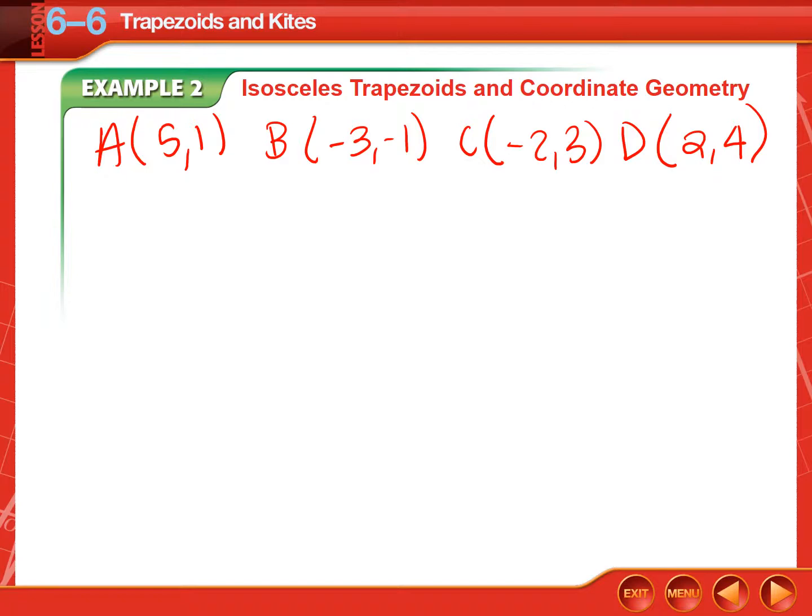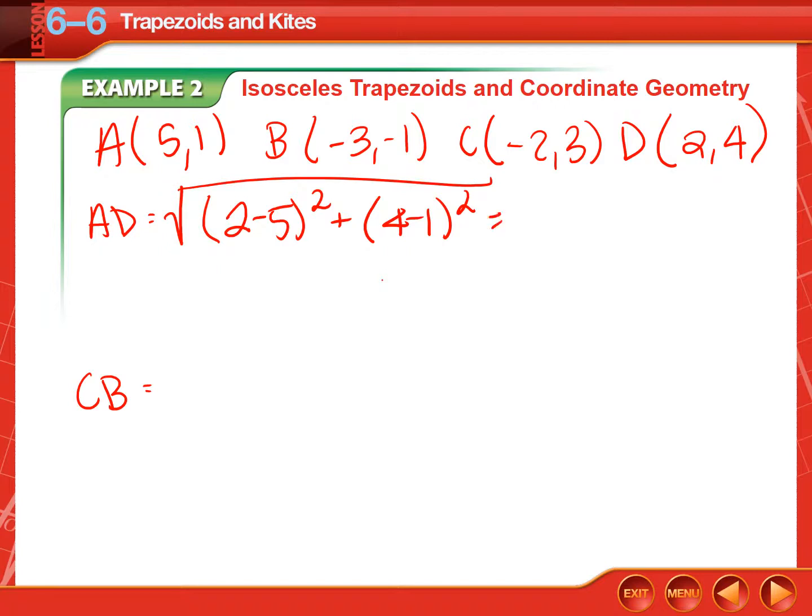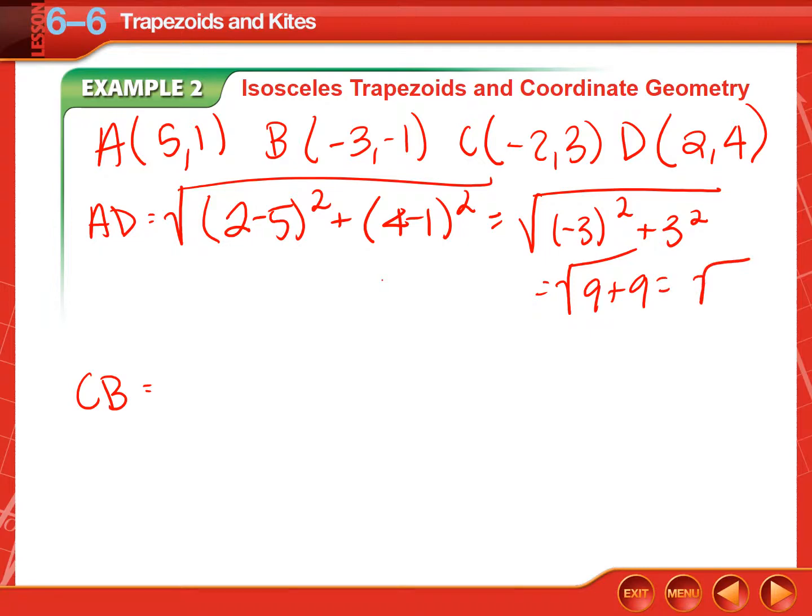So what I'm going to do is prove that the legs are congruent, just because whenever I think about proving it's an isosceles trapezoid, I go straight to that definition. From the previous problem, the legs are AD and CB. To prove that they're congruent, we need to use the distance formula. So we have the square root of (2 minus 5) squared plus (4 minus 1) squared. That's -3 squared plus 3 squared, which is the square root of 9 plus 9, square root of 18.